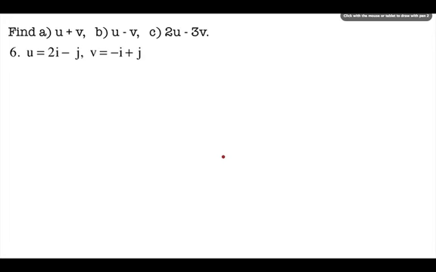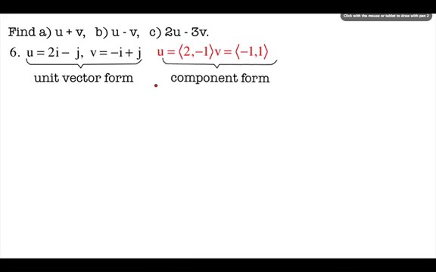Number 6. Very similar to number 5. Now you only have A, B, and C. What is slightly different too, these are also vectors, but they're given in different form, and this is what we call unit vector form. And I can rewrite any unit vector form in component form, and this is what I get. You should be able to follow how we go from here to here. This is the x value of the component form. This is the y value of the component form. That's why you have 2, -1.